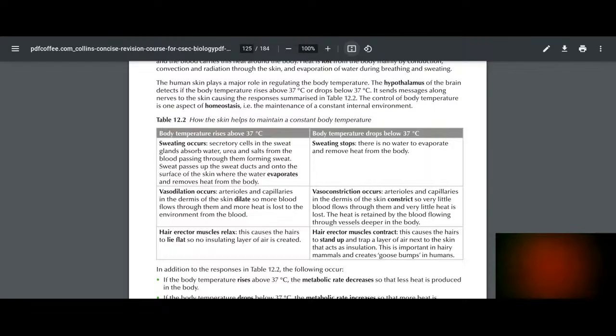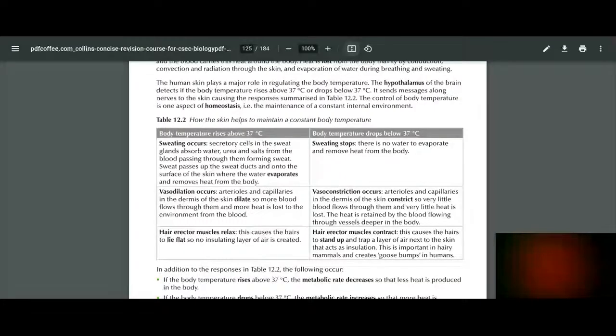Let's talk about the hair erector muscle. When it relaxes, this causes the hairs to lie flat. When the hair erector muscle contracts, this causes the hair to stand up and trap a layer of air next to the skin to act as insulation. So when the hair erector muscles relax, they cause the hair to lie flat, so no insulating layer of air is created.